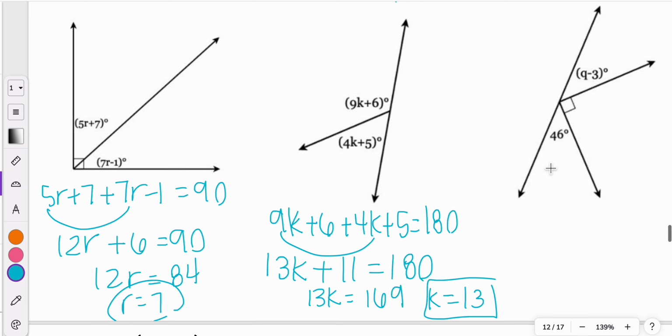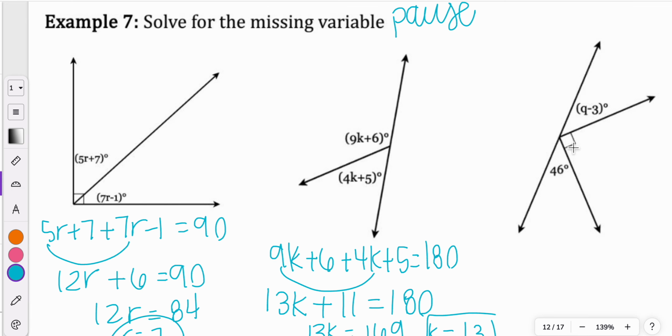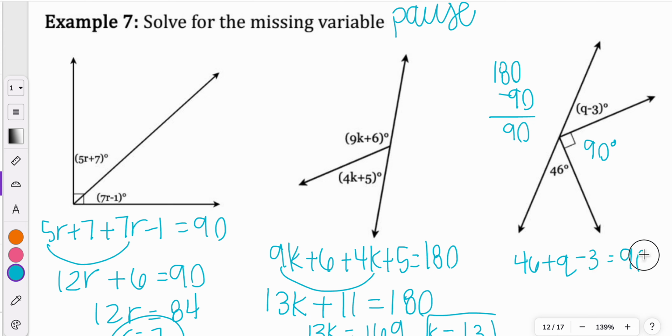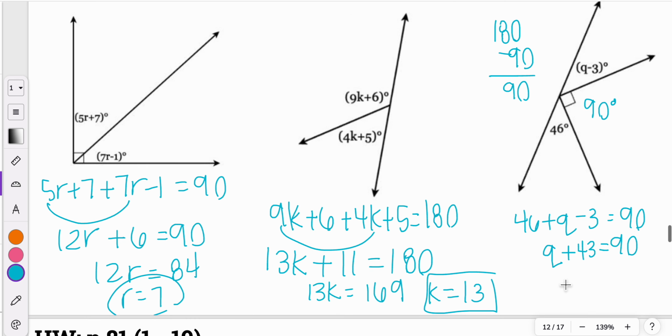And then our last one, this one's kind of tricky. It shows a straight line. This is already 90 degrees, so I'm thinking the leftover amount is whatever the difference is between 180 and 90. So that means that 46 and q minus 3 together should be equal to 90, because that's our leftover amount. So 46 plus q minus 3 equals 90 degrees, or q plus 43 equals 90 degrees, which means q has to be 47. Okay?